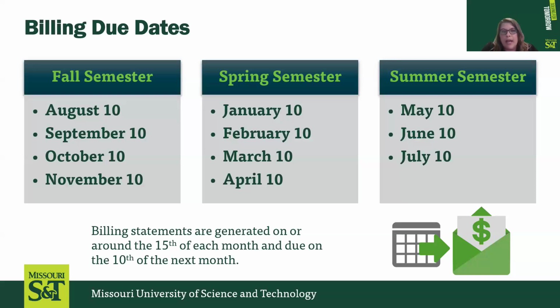Our billing due dates, we have 4 for the fall, 4 for the spring, and 3 for the summer. We'll be generating this first bill July 15th, so it's coming up pretty quickly on this upcoming Monday. And that first payment will be expected to be paid by August 10th. So just be mindful of that.